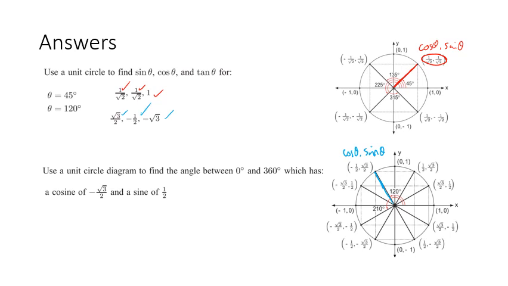In our last question, we're looking at using the circle diagram to find the angle between 0 and 360 which has a cosine of negative root 3 over 2 and a sine of a half. I know that these values are multiples of 30 rather than multiples of 45 because of the values I've been given. I know that cosine is negative in our second quadrant, and sine is positive in our second quadrant. So I've found them here: negative root 3 on 2, positive a half. That's going to give me a value of 150 degrees. So theta is going to be 150 degrees.